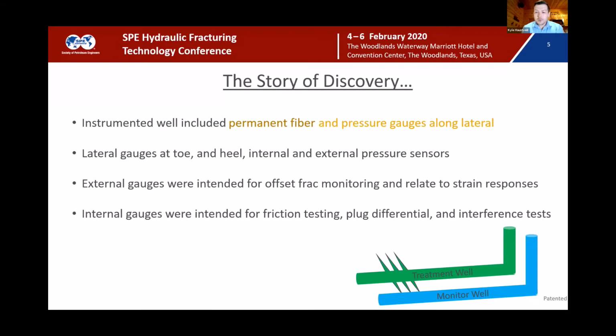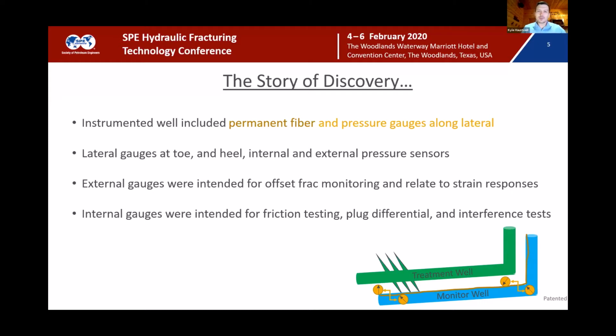That monitor well was a new drill, not yet completed, and it had permanent fiber strapped to the outside of the casing, cemented in place, and permanent bottom hole pressure gauges. The pressure gauges are dual sensing, meaning that they're still on the outside of the casing, but one gauge is ported to measure pressure inside the casing. One gauge is ported to measure reservoir pressure.